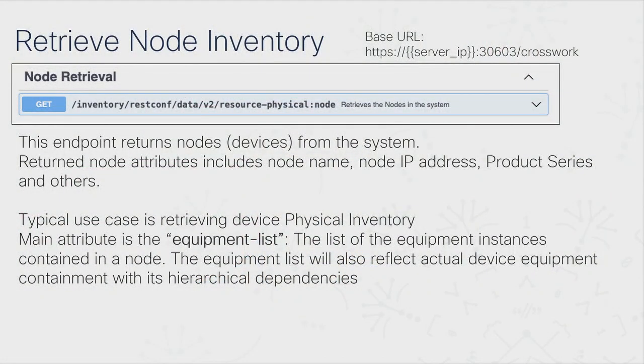Let me start with the non-inventory. As you can understand from this slide, this API is meant to return attributes like node name, IP address, and so on. The most important is the equipment list attribute. This returns a list of inventory objects in a hierarchical way, but we will explore this in a few slides.